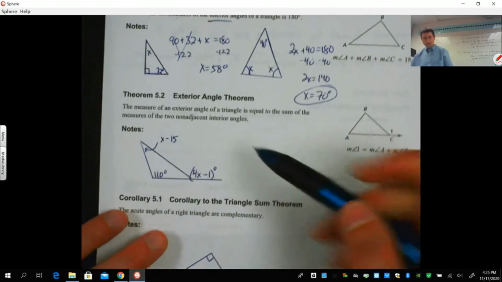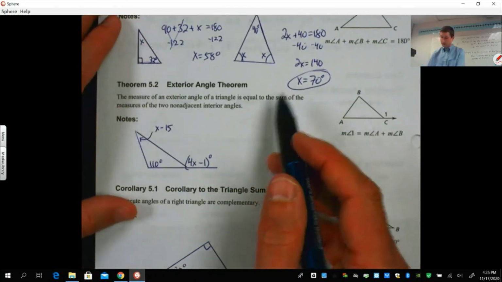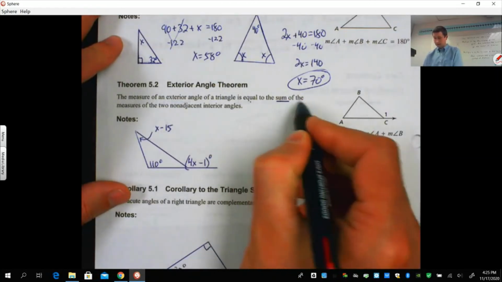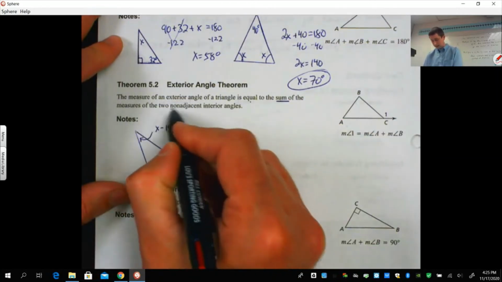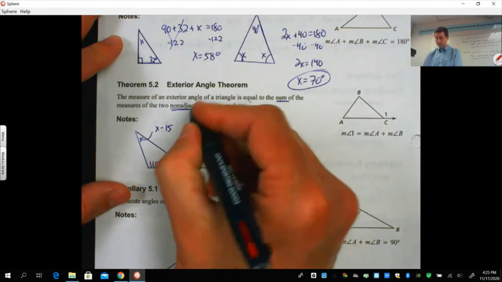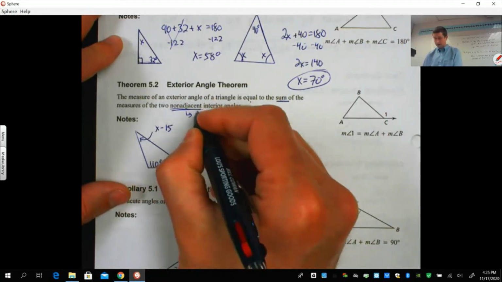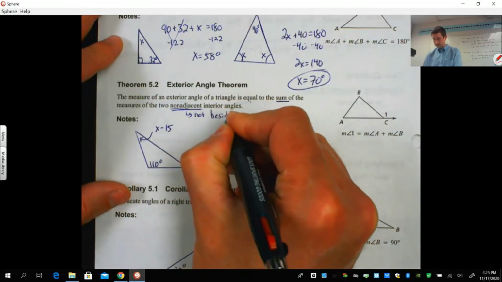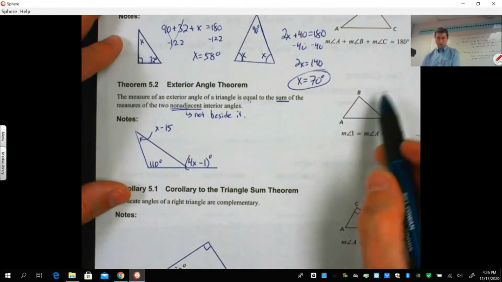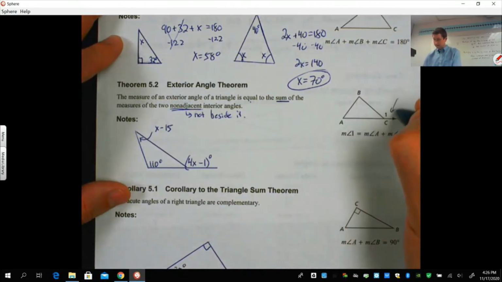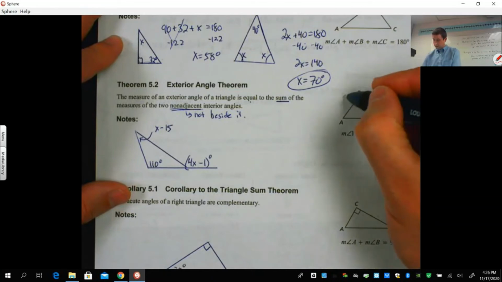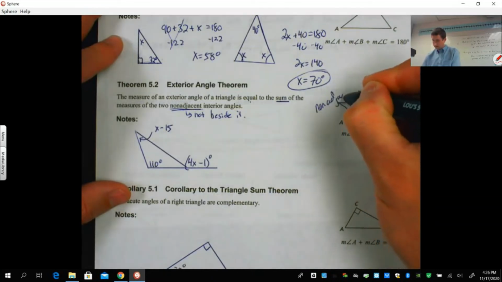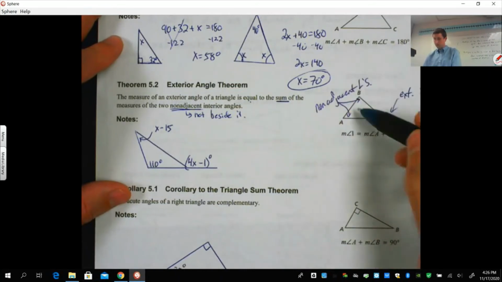Exterior angle theorem, this one might be a little new. The measure of an exterior angle of a triangle is equal to the sum of the measures of the two non-adjacent interior angles. Non-adjacent means not beside it. So when you look at the diagram at the right, this is the exterior angle. These two right here are the non-adjacent angles. Those are the two non-adjacent angles.